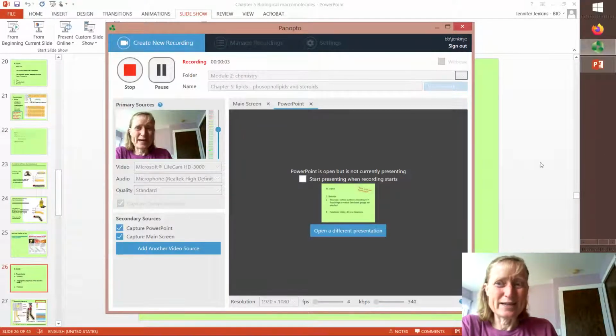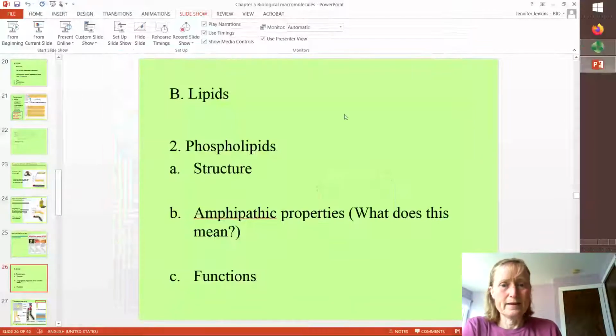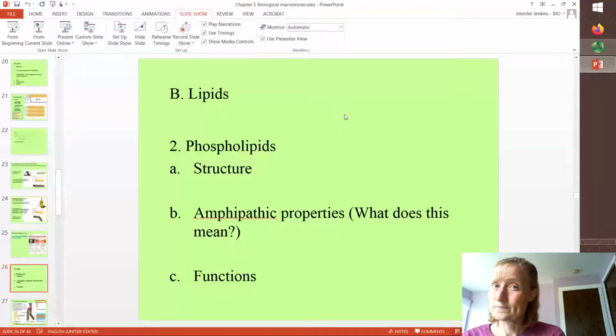Hello again. We're going to take a look at Chapter 5 in this video, and we're focusing on lipids, specifically phospholipids and steroids. So lipids are a type of biological molecule that have little or no affinity for water. They are not polymers. They can be structurally diverse. We've looked at fats already. In this video, we'll look at phospholipids and steroids.